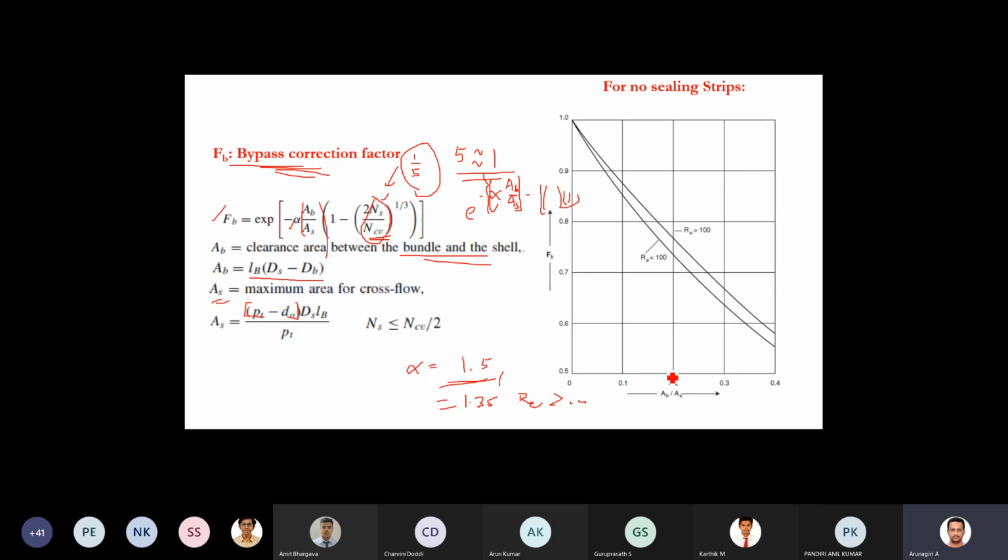So if you know the value of AB by AS and the Reynolds number range, you can calculate the value of FB using this chart, or you can use this expression to calculate the value of FB, provided for different Reynolds number, alpha is 1.5 for Reynolds number less than 100, then alpha is 1.35 for Reynolds number greater than 100.